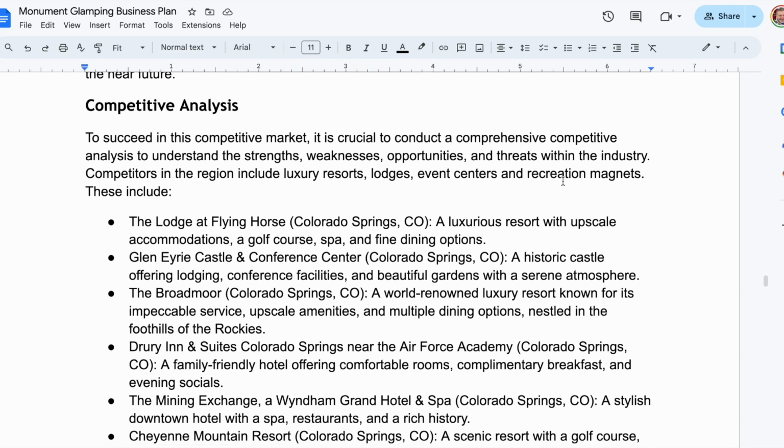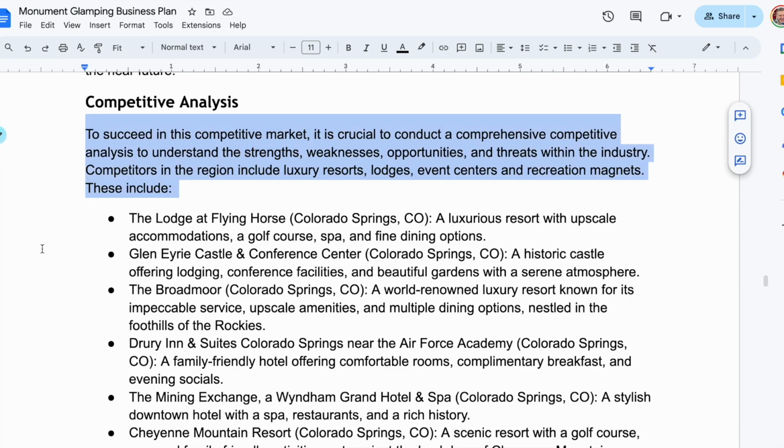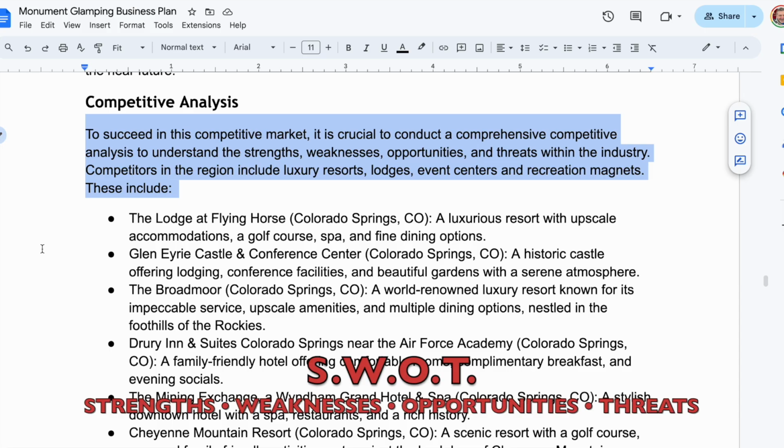Okay, now a comparative analysis is very helpful. It identifies four things: the strengths, weaknesses, opportunities, and threats within your industry. And you have to go through that. I'm going to read the first paragraph. To succeed in a competitive market, it is crucial to conduct a competitive analysis to understand the strengths, weaknesses, opportunities, and threats within the industry. They call that the SWOT strategy, by the way. SWOT, as strengths, weaknesses, opportunities, threats, is a business term.